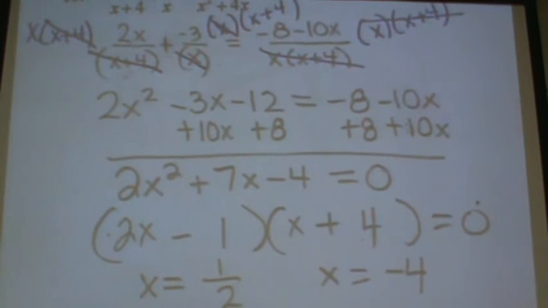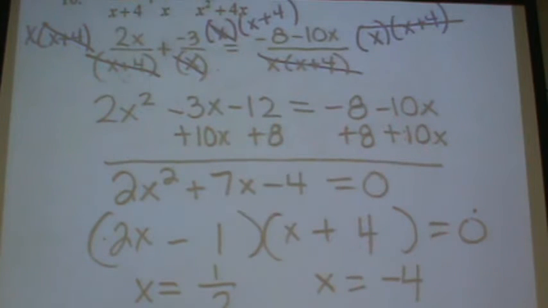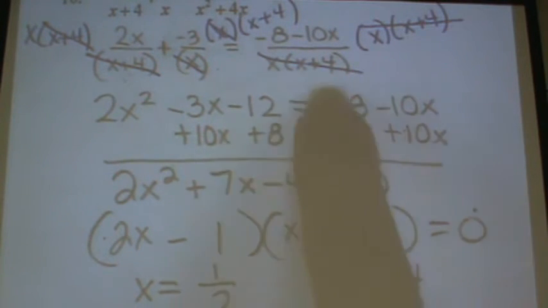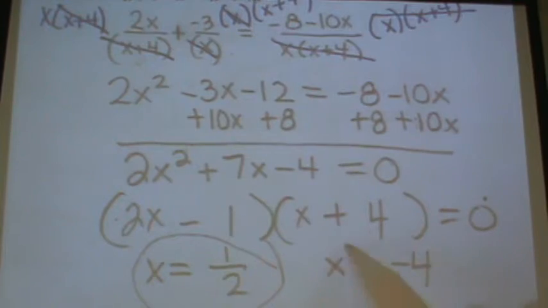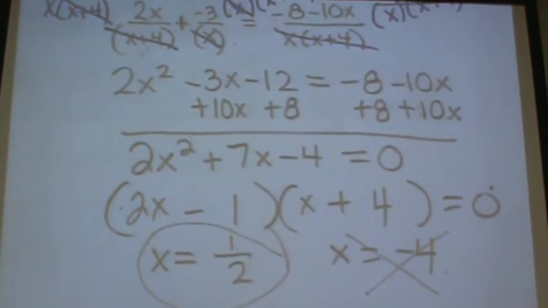Can I have both of these answers in my solution? No. Why not? Because you can't have a negative 4 in the denominator. Good job. So that's your only answer. What do we call this answer? Extraneous.